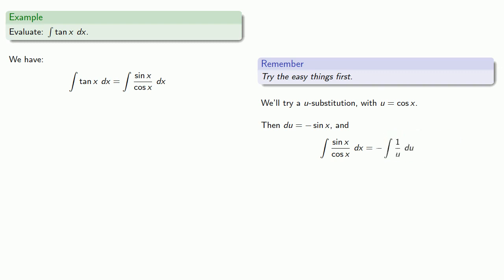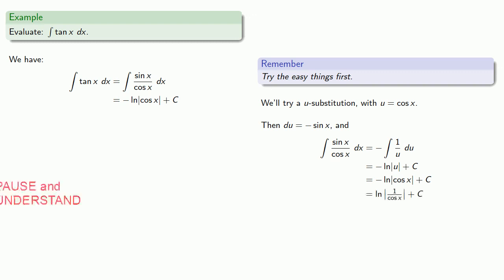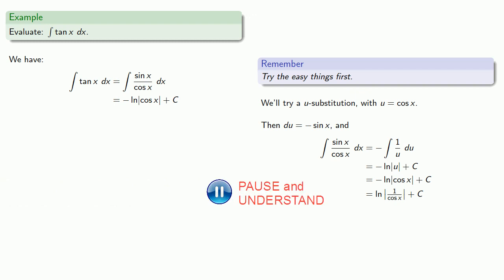which we can integrate, put things back where we found them, and we can simplify this a little bit. Negative log cosine, well, that's really the log of 1 divided by cosine. And we know that 1 divided by cosine x is really secant x.